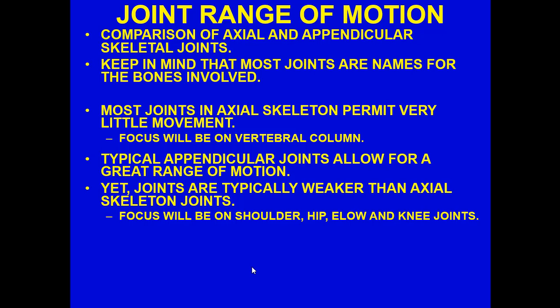The typical appendicular joints allow for a greater range of motion, yet joints are typically weaker than axial skeleton joints, okay? So what I'm saying here is the joints that you find in the appendicular skeleton, you're going to find greater range of motion. They are weaker than the axial. The axial will also have usually a very limited range of motion. Now the focus will be on the shoulder, hip, elbow, and knee joints. So let's take a look here.